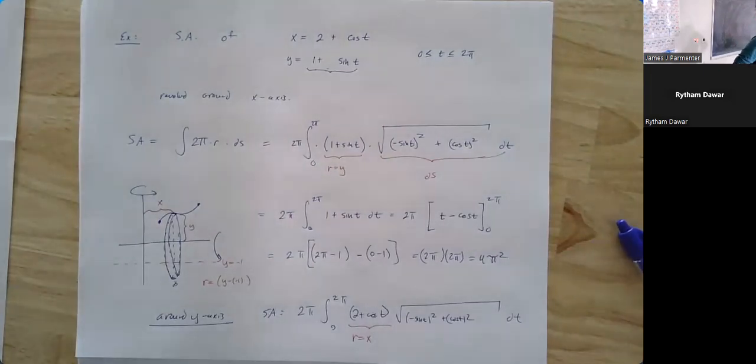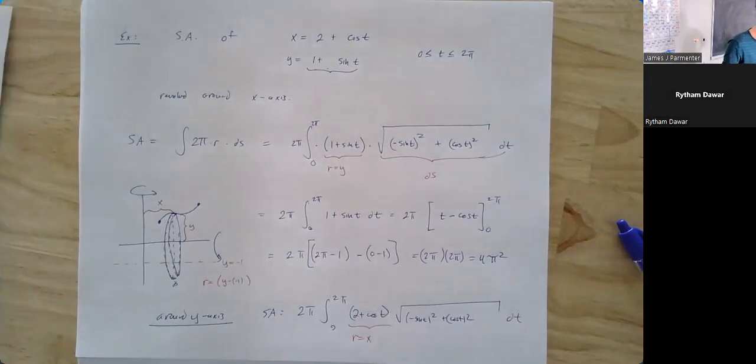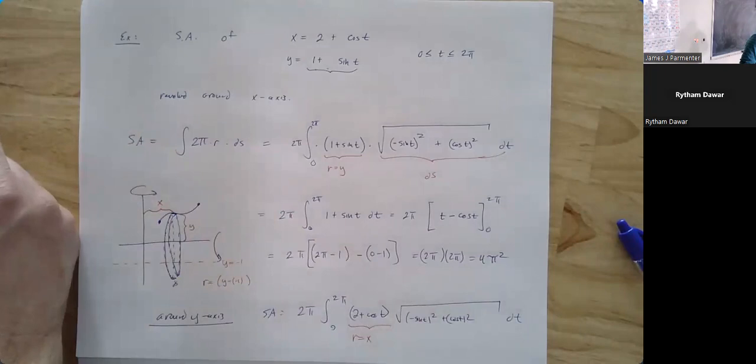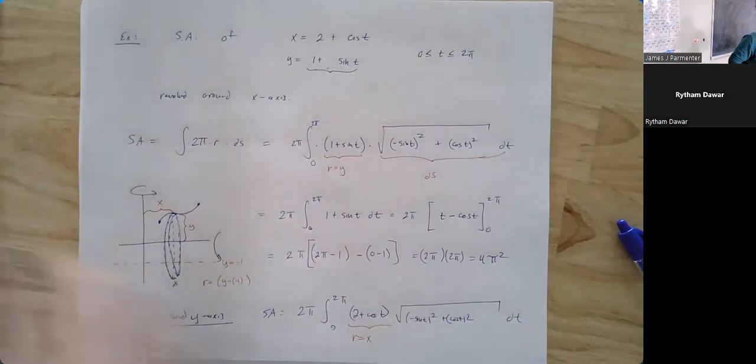What else? We were going to talk about area as well. Area is weird parametrically. Let's see here. Let me think. I don't want to give you something terrible. Oh yeah, interval. Okay, cool.